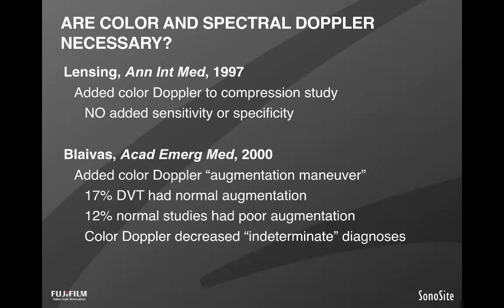Blivus in 2000 in Academic Emergency Medicine, he found the same thing. They did augmentation maneuvers, and they found that almost 20% of the time that patients had a DVT, the augmentation maneuver did not suggest that there was one there, and then also they were finding poor augmentation in a little over 10% of patients who did not have a thrombus. And so the only thing they found was that color Doppler decreased indeterminate diagnoses. In general, it's used to identify veins, but not really to identify thrombus. So in poor resolution images where you're not sure where the vein is or whether you're compressing exactly, you can use color Doppler to try to improve the identification of the vein.